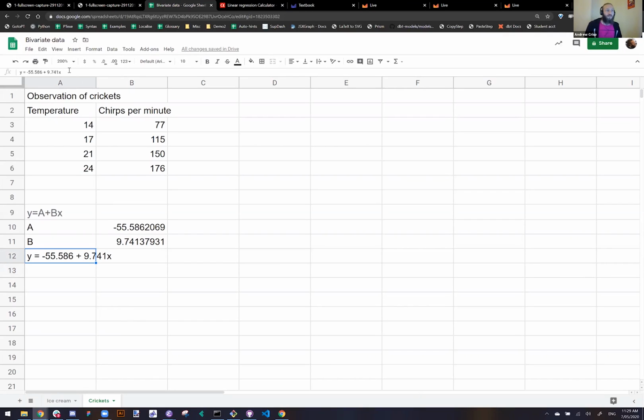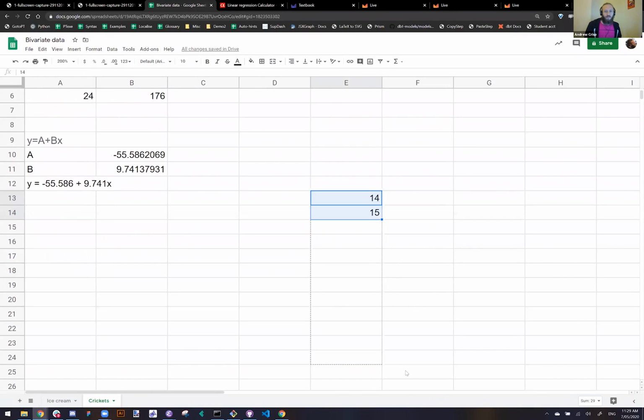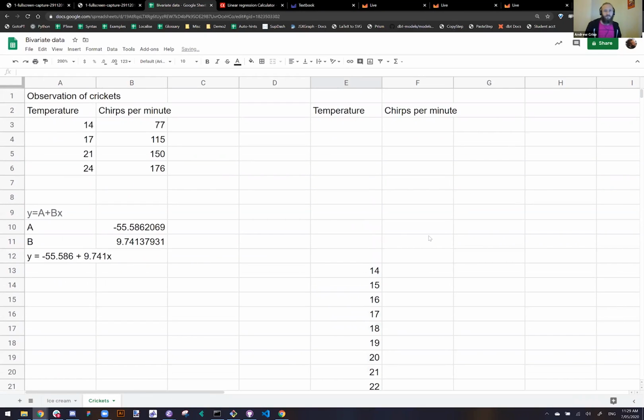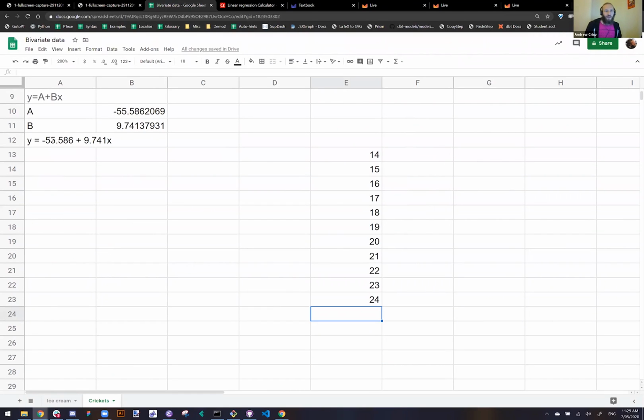We're going to use this to make some predictions. I'm just going to copy these across, temperature and chirps per minute. And for reasons that I will explain in a little bit, I'm going to start with 14 and 15 down the page a little bit, and let's just go up to 24. Okay, so this is our temperature and our chirps per minute. And we're going to put the formula in just like we did before.